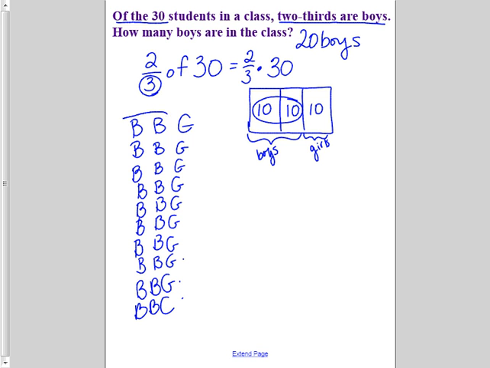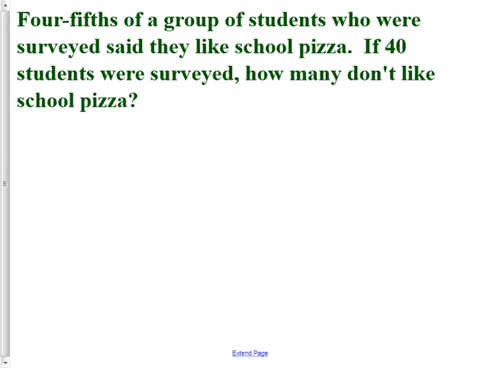If we look at that, 20 of those students are boys. Notice, by the way, that that's 2 out of 3 of the columns. So there are 20 students who are boys. That's another way that we could show this particular problem. Let's look at another similar problem.